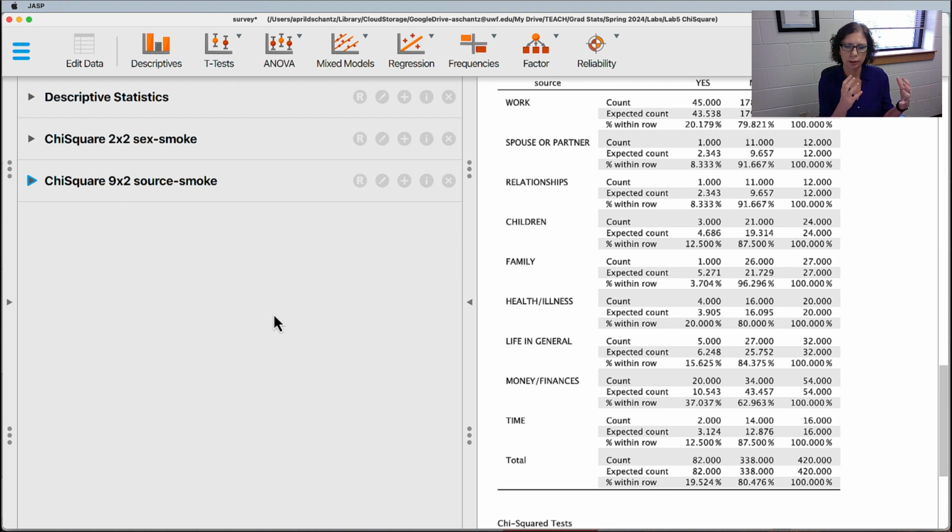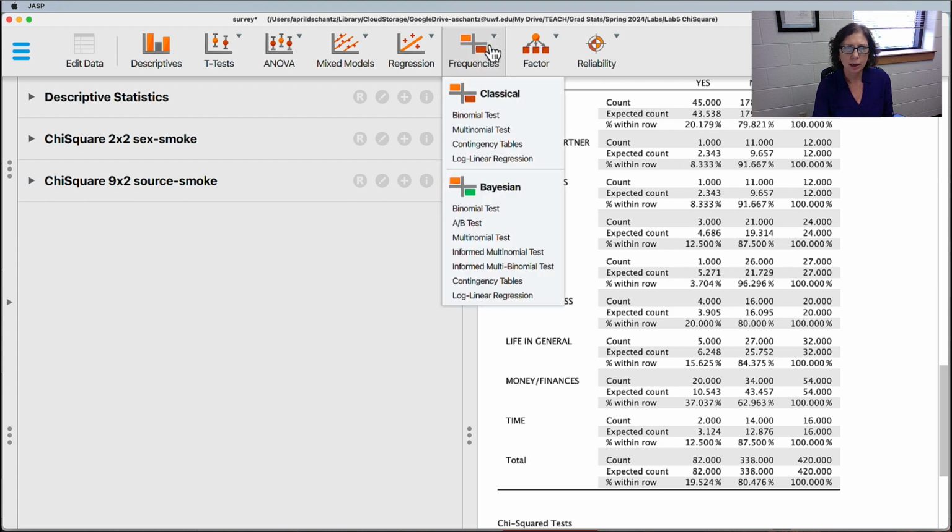So if we already know a proportion, like in the population through CDC statistics, or from a prior study with a larger population, and we already know the proportion of smokers in that, then we could compare our sample to that prior known, larger sample or population norm, if you will. And the way we approach this is going to be a little different. We'll go to frequencies again, but now we're going to multinomial test.